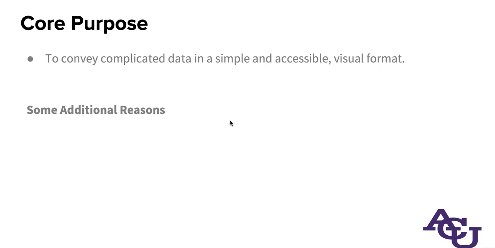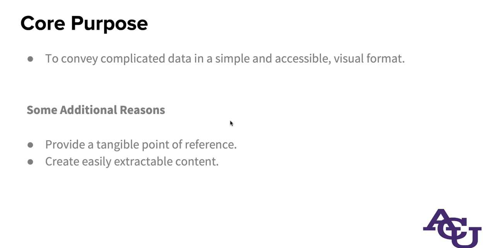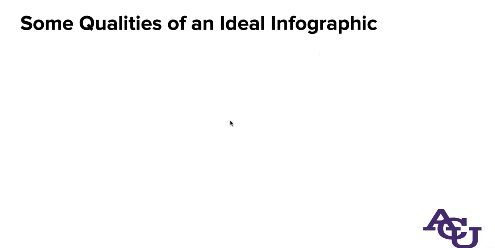Now, besides that, you might be looking to create something that's a tangible point of reference, something that you can refer back to, which is especially helpful if you're diagramming a process. Create easily extractable content. So this does go in the direction of things you might want to go viral or share on social media, but it also pertains to research where you're hoping to get press coverage, to create things that a newspaper, for example, could easily extract and run as part of an article. So what makes an ideal infographic?